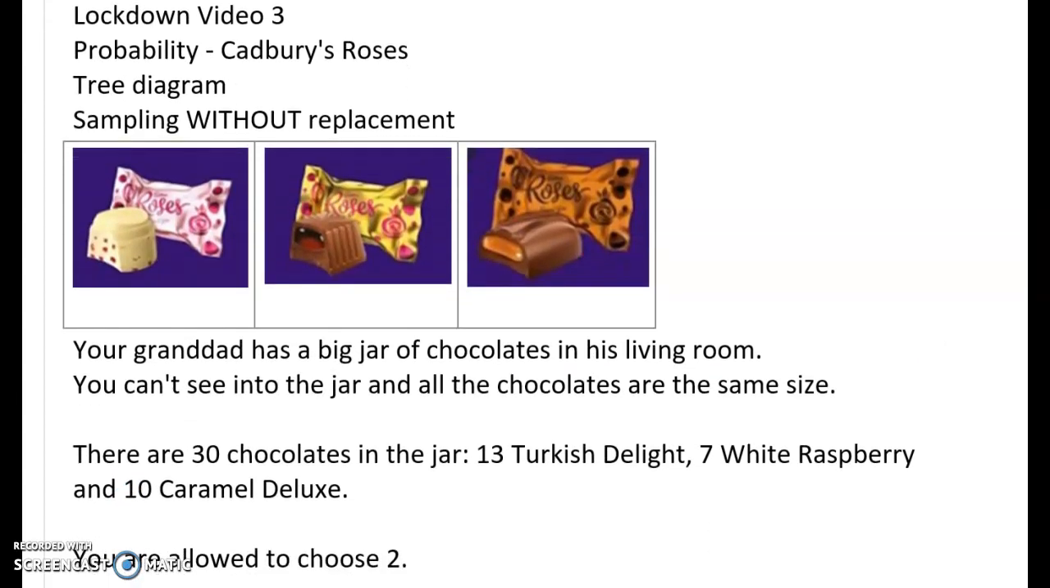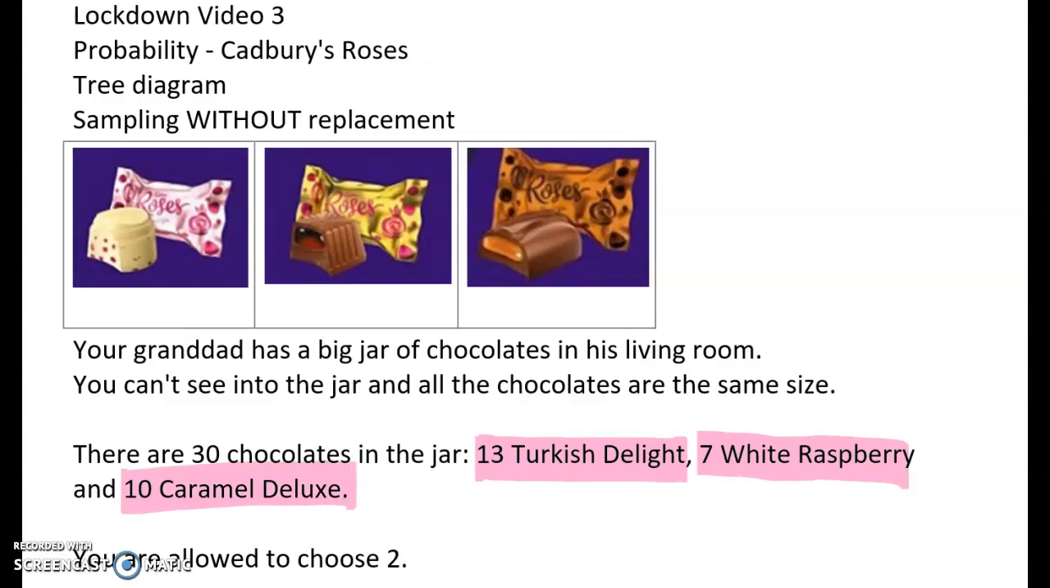So this question is about your granddad who's got a big jar of chocolates in his living room, and you can't see into the jar, and all of them are the same size. So the chocolates are all Rose's chocolates, and there are 30 of them, and these are the flavours in the jar. So there are 13 Turkish Delight, which personally I find disgusting, but other people really like. There are 7 White Raspberry, and then there are 10 Caramel Deluxe, and you're allowed to choose 2 of them.